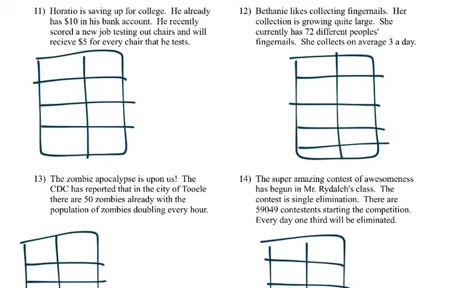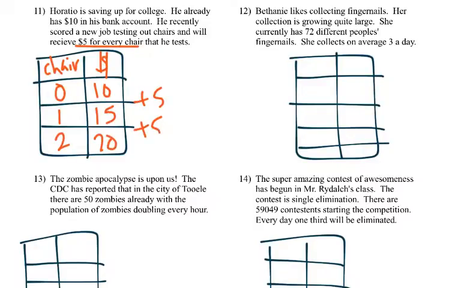So Horatio is saving up for college. He already has $10 in his bank account. He recently scored a new job testing out chairs and will receive $5 for every chair that he tests. So we want to know how much money he has in his bank account. How much has he started out with? 10. How is he getting more money? With his job. And how does he get that? For every chair he tests, he'll get more money. So 0 chairs before he started his job, $10. After the first chair, he gets to add $5, so 15. Second chair, add 5 more, 20, and so on. And you could keep going with that one.